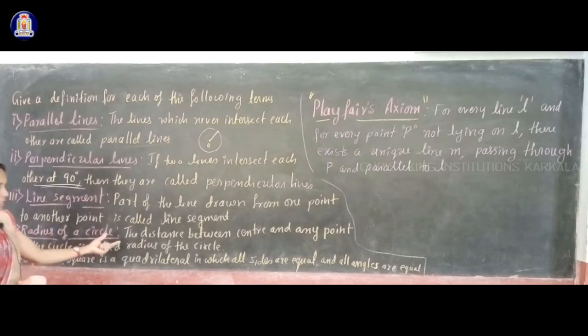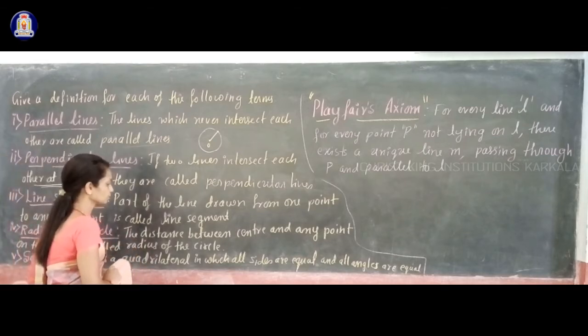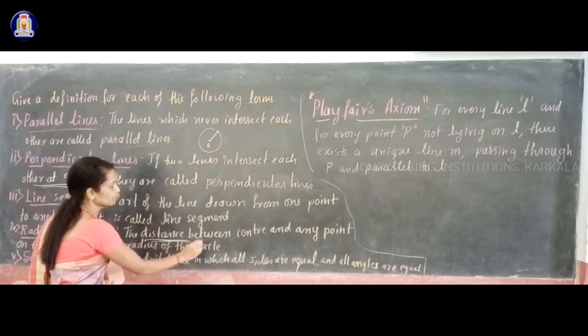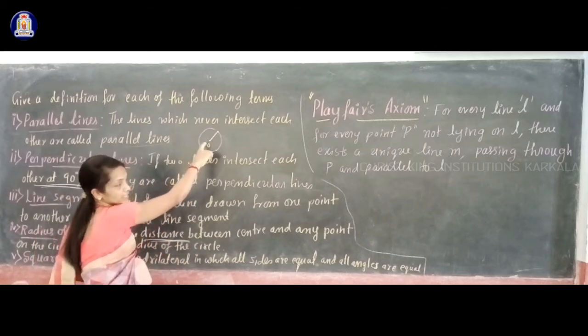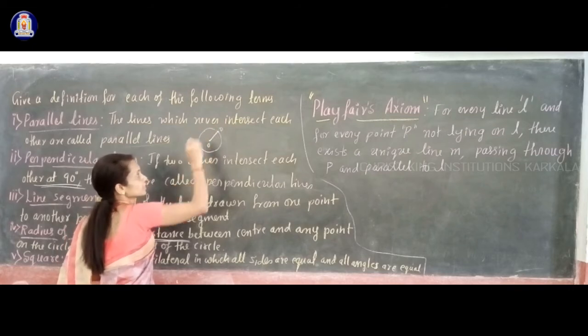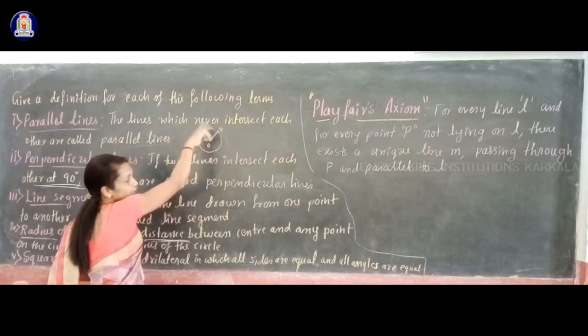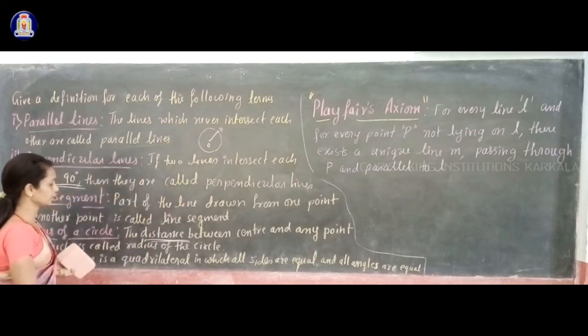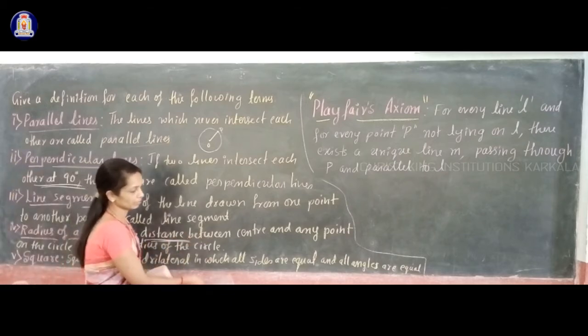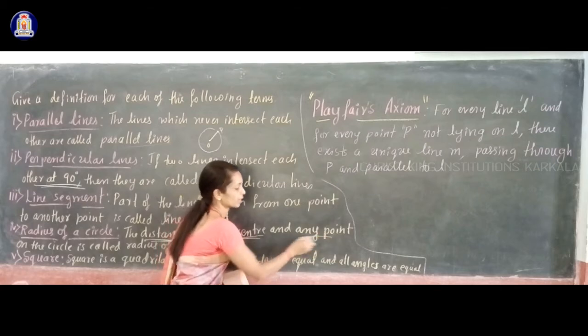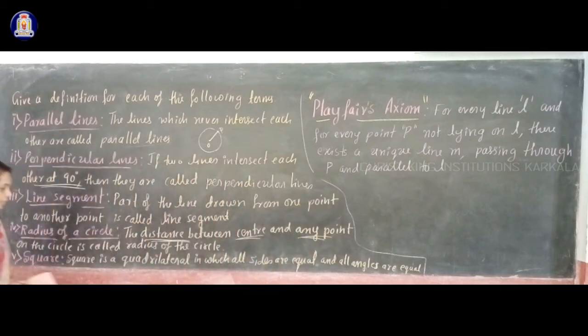So what is the radius of the circle? That is the distance between O and P. O is the center, and P is any point on the circle we have taken. So the radius of the circle is the distance between the center and any point on the circle. That is called the radius of the circle.